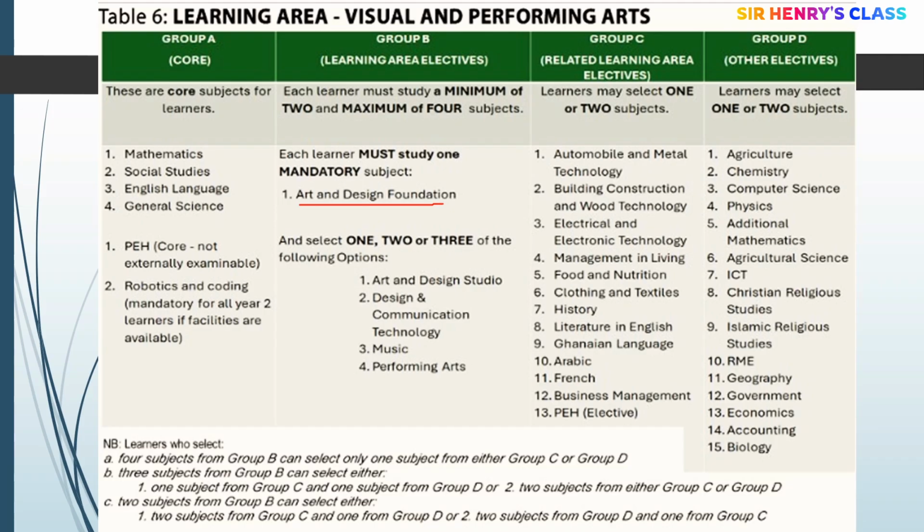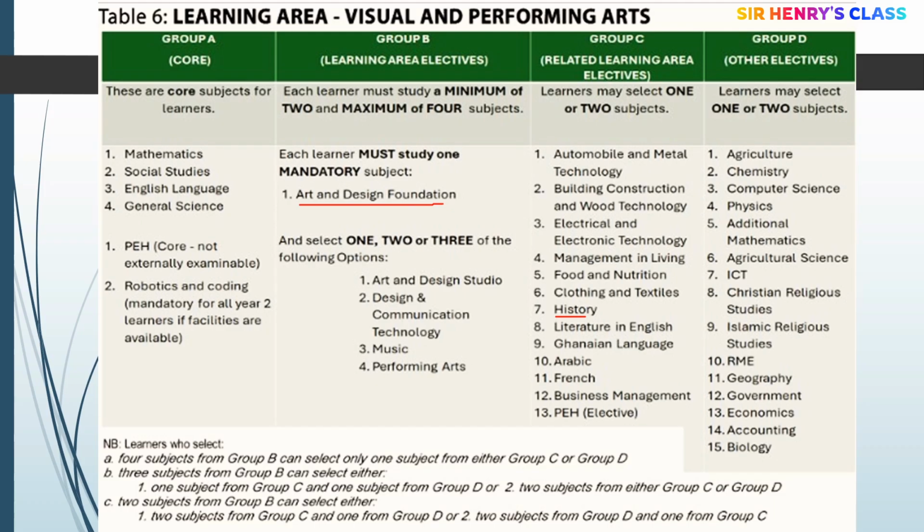Now, you are doing 4 subjects from group B. Alright, so assuming you are doing 4 from group B, that is, you do the art and design and you choose 3 from the options here, adding up to the art and design, making 4. Then you can do only 1 from either C or D. That is, you choose only 1 from C, maybe as against history, that is all. Or you don't choose from C, but you go to D. Let's say you choose ICT. That is that.